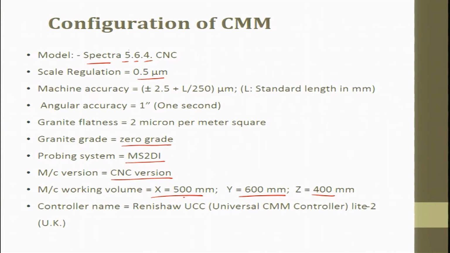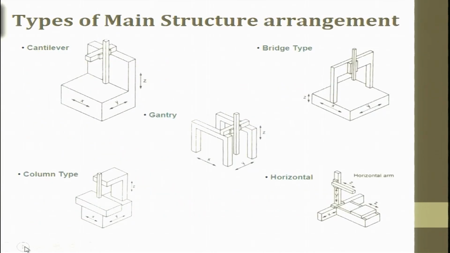564 means in X direction we can move 500 mm, in Y direction 600 mm, and in Z direction 400 mm. The controller is the Renishaw UCC, Universal CMM Controller Lite 2, from the UK. Types of main structure arrangements in a CMM machine: first is cantilever. The cantilever beam can move in X direction, and on this beam we have an arm that can move in Z direction.